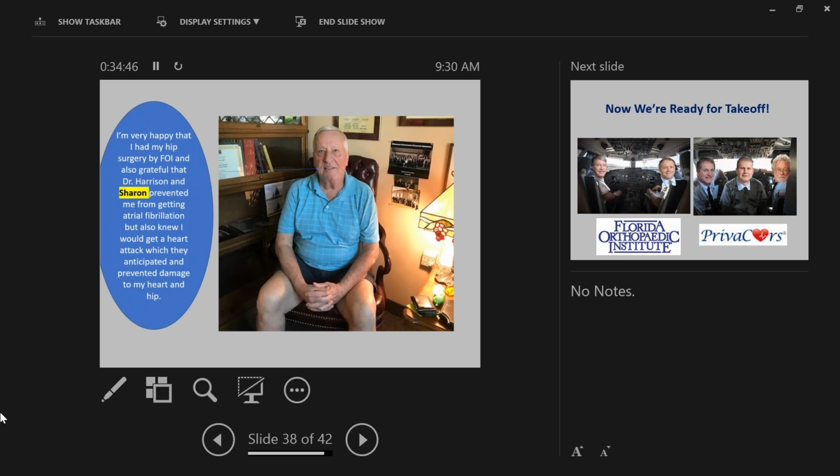And so here's the patient that's allowed us to show his picture, and he says, I'm very happy I had my hip surgery by Florida Orthopaedic Institute, and also grateful Dr. Harrison and Sharon prevented me from getting atrial fibrillation, but also knew I would get a heart attack, which they anticipated and prevented damage to my heart and my hip. That's pretty important to get both the heart and the hip, because some of the cardiologists had said, well, we've got to save the heart, and the heck with the hip. The important thing is the heart.